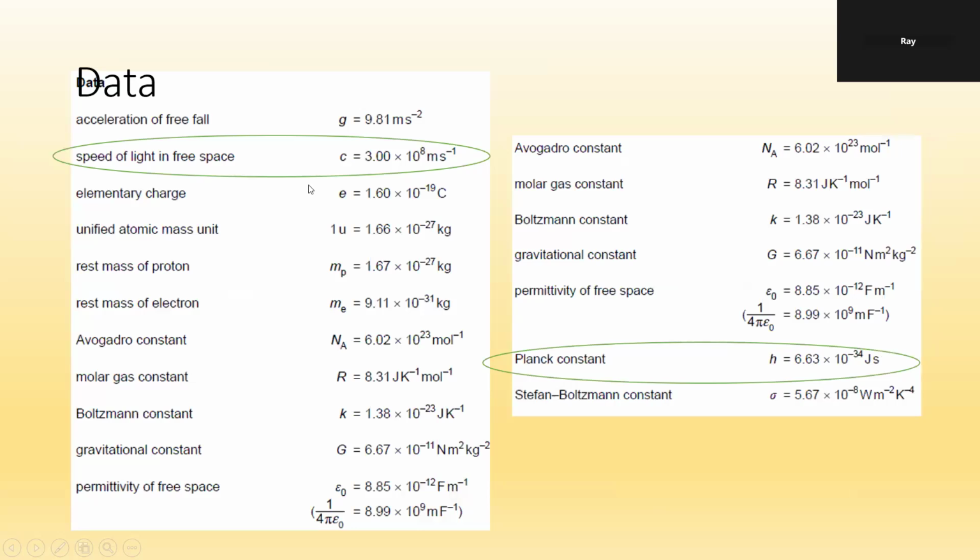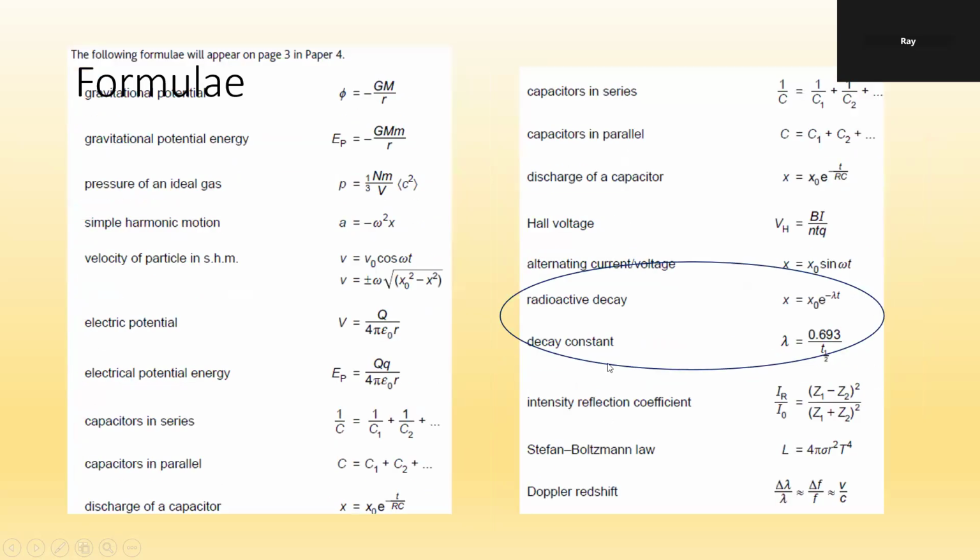Speed of light, know where to find it. Planck constant, we'll be using it. And then radioactivity, activity formula or exponential formula, decay constant. Know what is given.